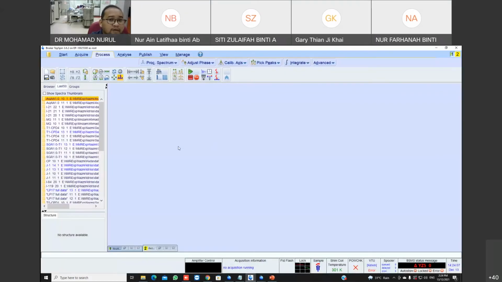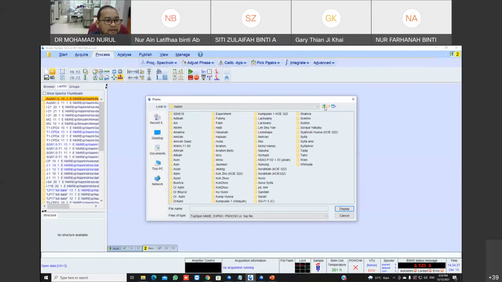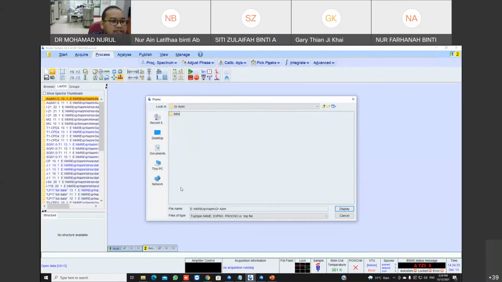Okay, this is the NMR, 2D NMR. So for example, we have here. They have a lot of ways you can call up the spectra. The first one, you can open directly from here. So I open my folder here. For example, I will open this one.